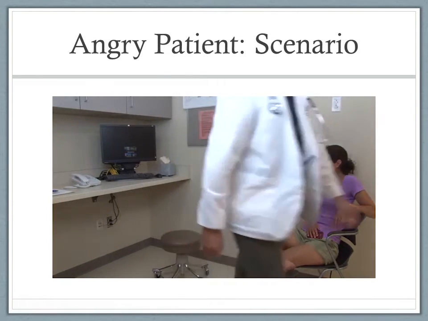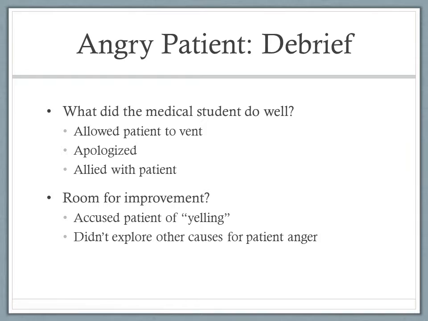All right, great, thanks. So how about that scenario? The student did a good job allowing the patient to vent, and he apologized with an explanation that didn't really blame anyone. But he also had some trouble setting boundaries with the patient. Things got a little dicey when he accused her of yelling at him. And while the student did a nice job allying with the patient and agreeing that long wait times are annoying, he didn't spend much time finding out if the patient had other reasons to be angry. Saying something like, "I can see how this is really annoying to you right now. How's the rest of your day been?" might help to steer the interview into an area where the student and patient can have a less contentious conversation.